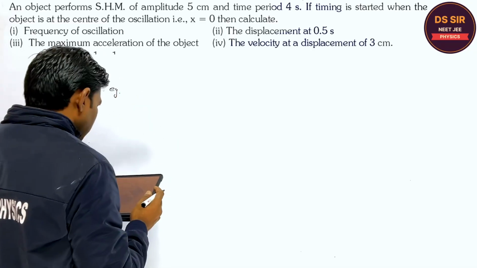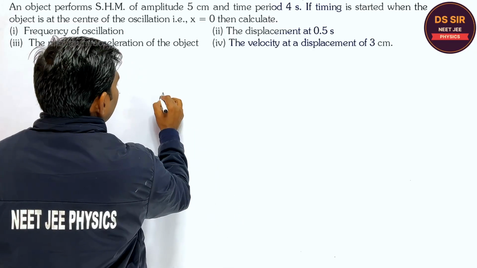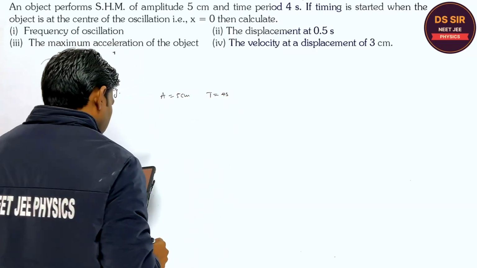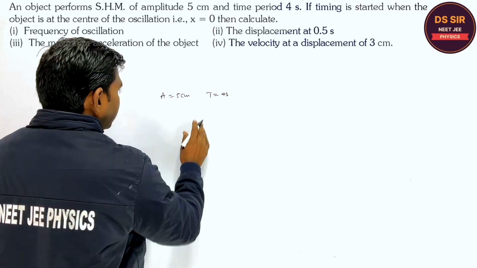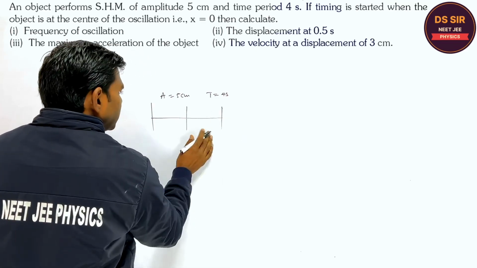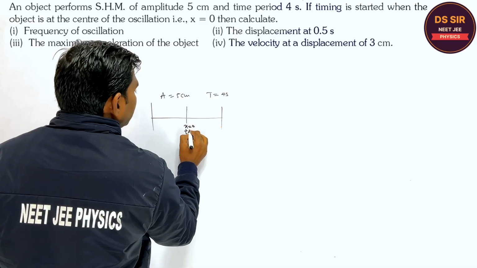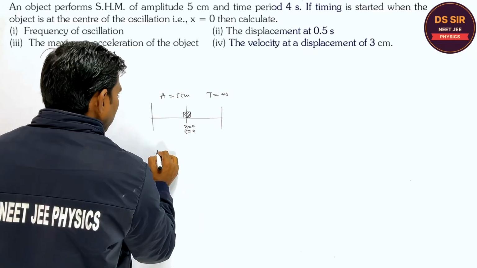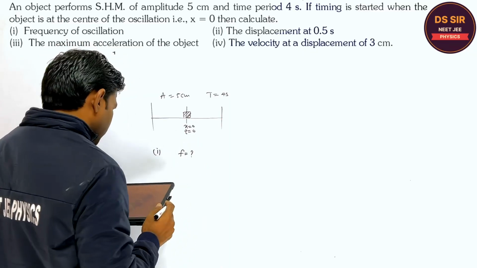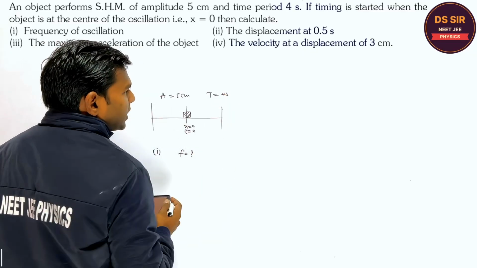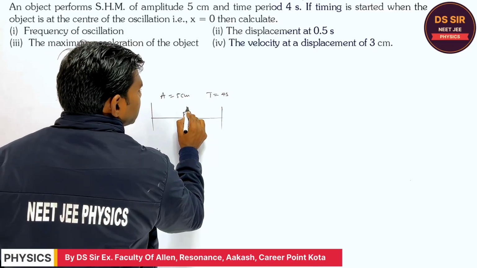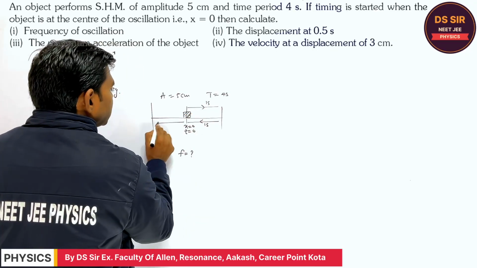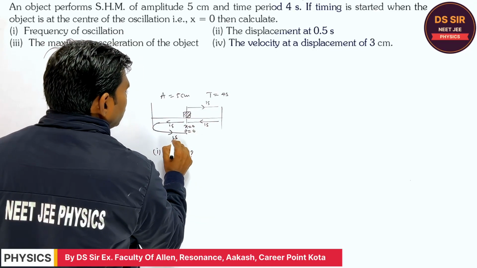Read this question. In this illustration, an object performs SHM, the amplitude is 5 centimeter and the time period is 4 seconds. If time starts when the object is at the center, this is a very special case. At t equal to 0, the particle starts from its center. Then calculate first the frequency of the oscillation. If the time period is 4 seconds, it starts from here, takes 1 second, then 1 second, 1 second, and then 1 second. You understand this thing or not?